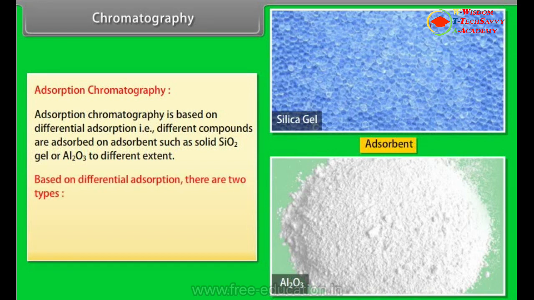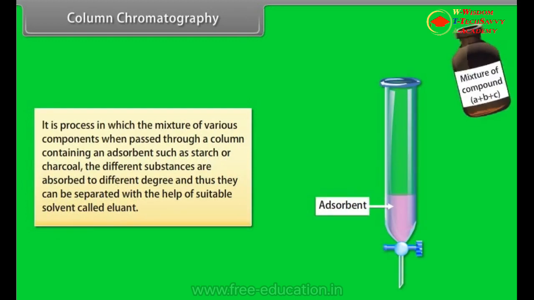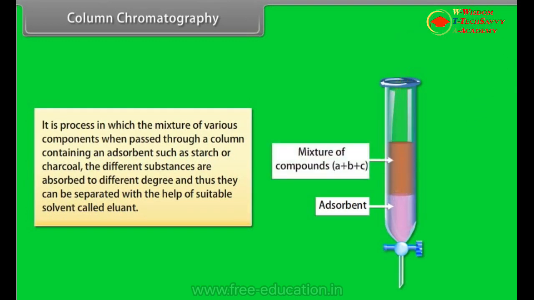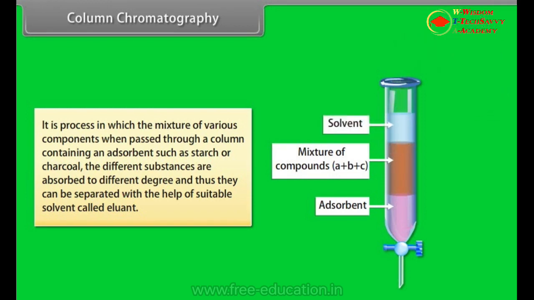Based on differential adsorption, there are two types: column chromatography and thin layer chromatography. Column chromatography. It is the process in which a mixture of various components is passed through a column containing an adsorbent such as starch or charcoal. The different substances are adsorbed to different degrees and thus they can be separated with the help of a suitable solvent called eluent.